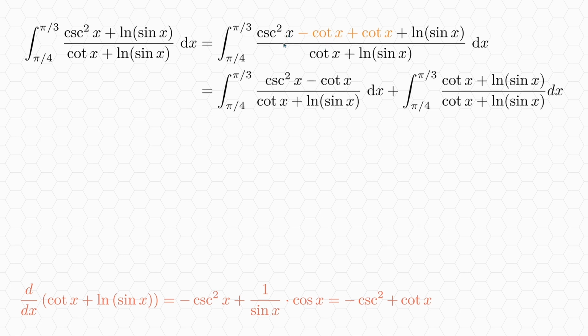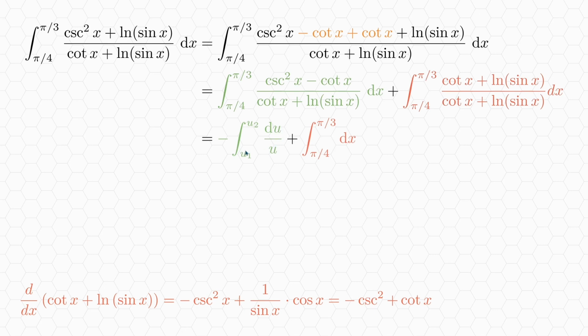So the first part involves cosecant squared x minus cotangent x in the numerator, while the other one involves cotangent x plus ln of sine x. Now, why is this good? Because the numerator of the first one is the derivative of the denominator. So for the first one, we can let u equal the denominator, and then the resulting numerator is just the negative of du. That's why we have a negative here and du here. So it's du over u.